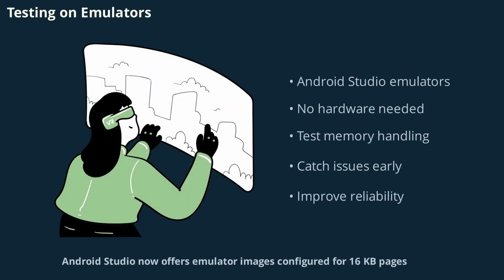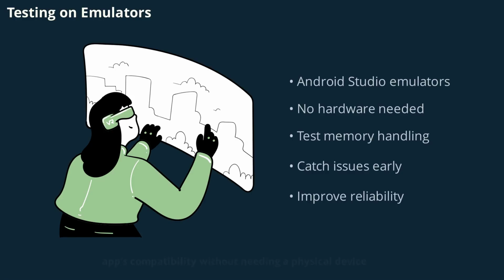Android Studio now offers emulator images configured for 16 KB pages. This means you can test your app's compatibility without needing a physical device. Make sure to run your app on these emulators and check for any issues related to memory management or performance. Early testing helps catch problems before they reach users.